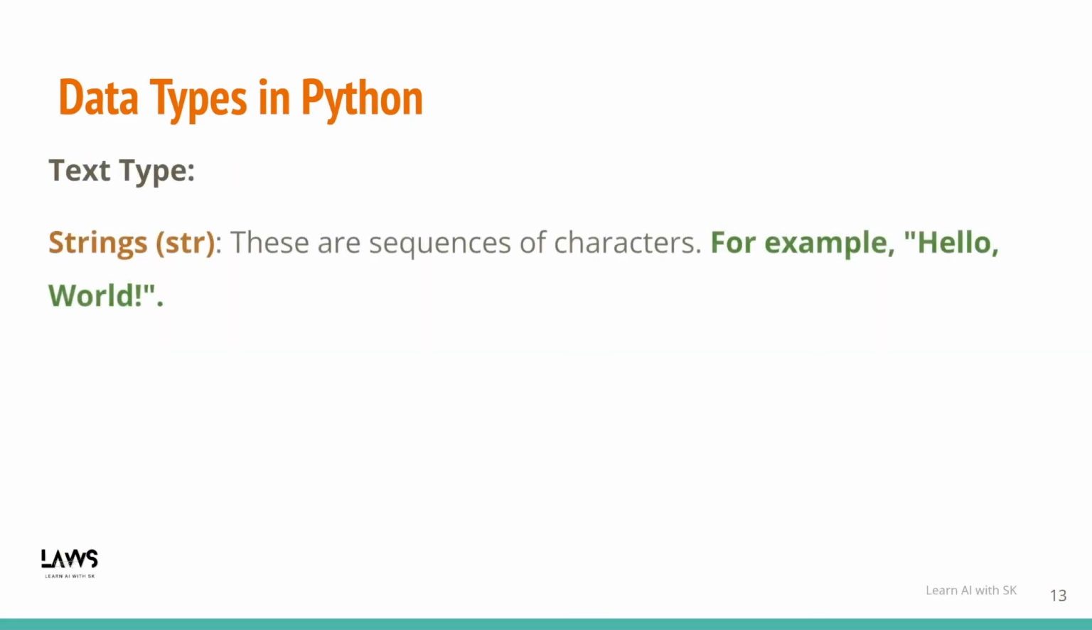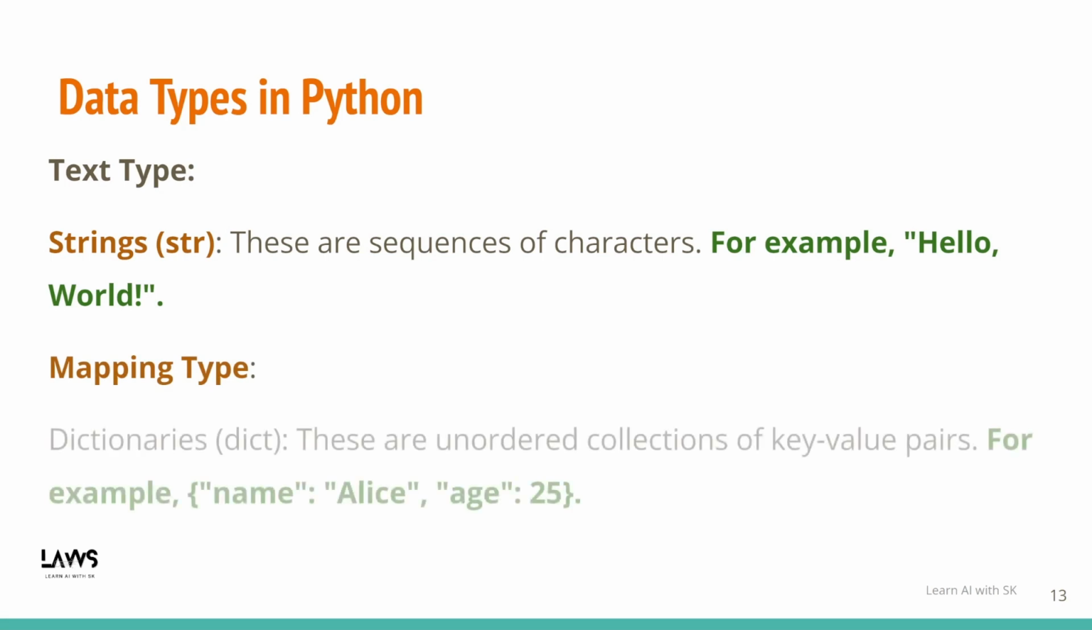Next, text data type, as we saw in the example, the characters or words which are enclosed within double quotes or sometimes single quotes. Mapping type, this is where dictionaries come in. Here we have a key value pair structure.